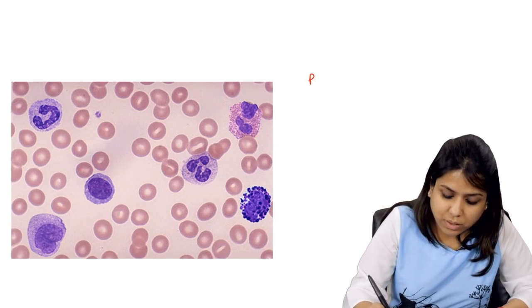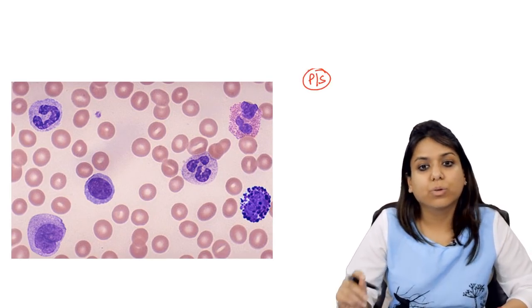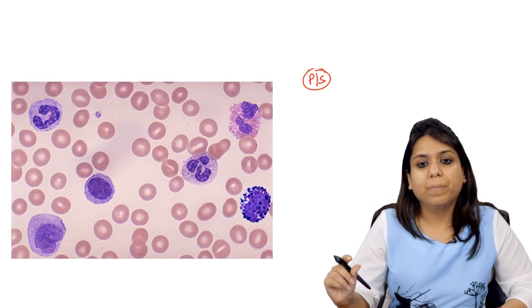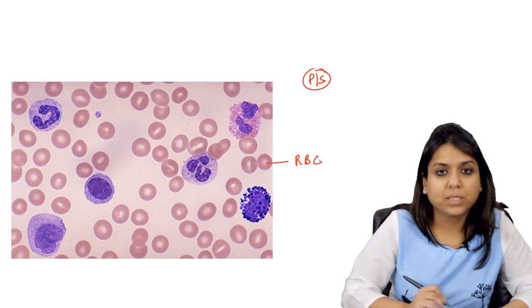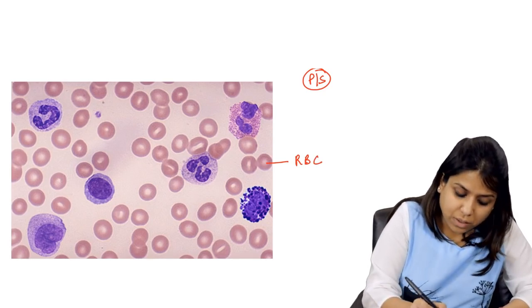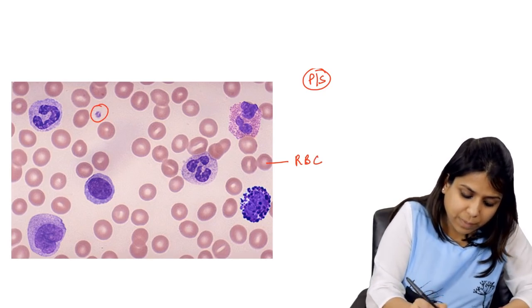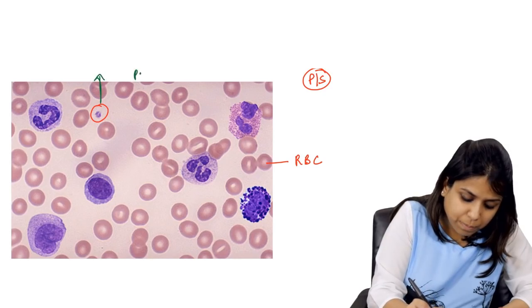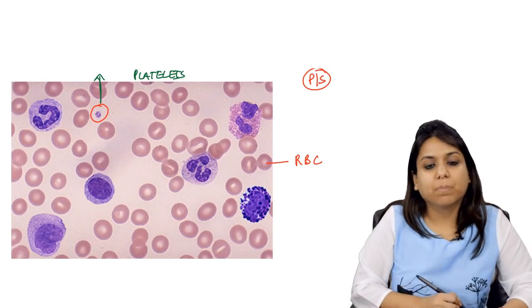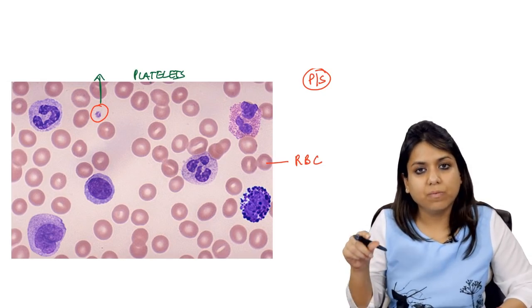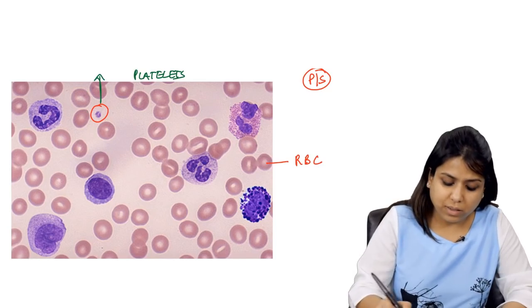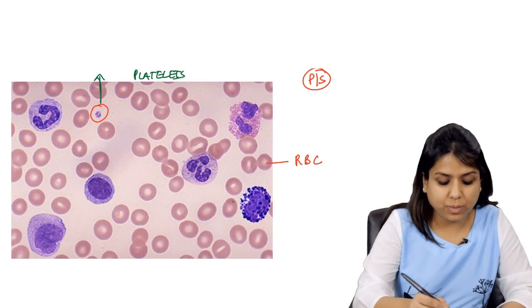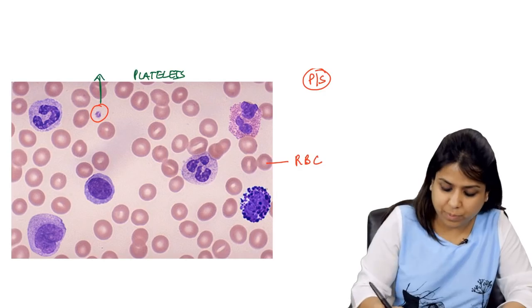So this is a peripheral smear. You should know how a peripheral smear looks like. These are the red blood cells, the RBCs. These cells which you can see, they are the platelets, students. These cells are the platelets. So a peripheral smear with RBCs. These are the platelets. And these are the 5 kinds of WBCs which are there on a peripheral smear.